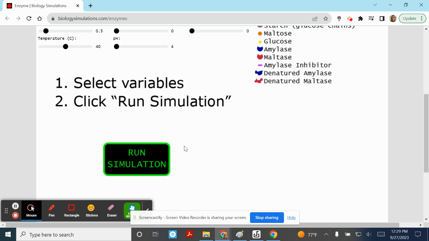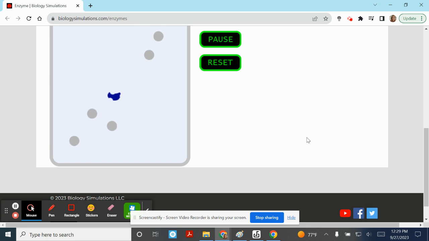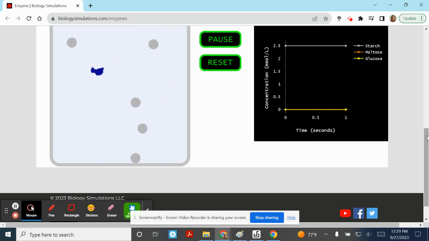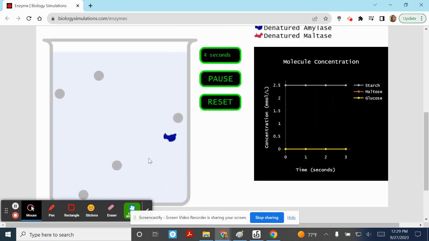And if I pause and reset, notice they're not going any faster. I haven't changed temperature, so they're still moving the same speed in all of these 3 simulations, but we're still getting no reaction because at a really high pH, our enzyme is denatured, so the substrate can't fit.